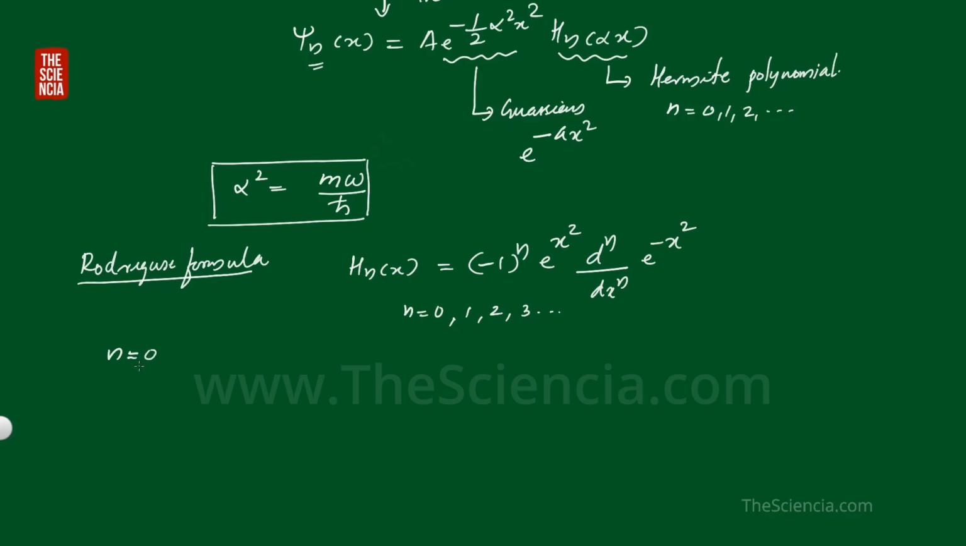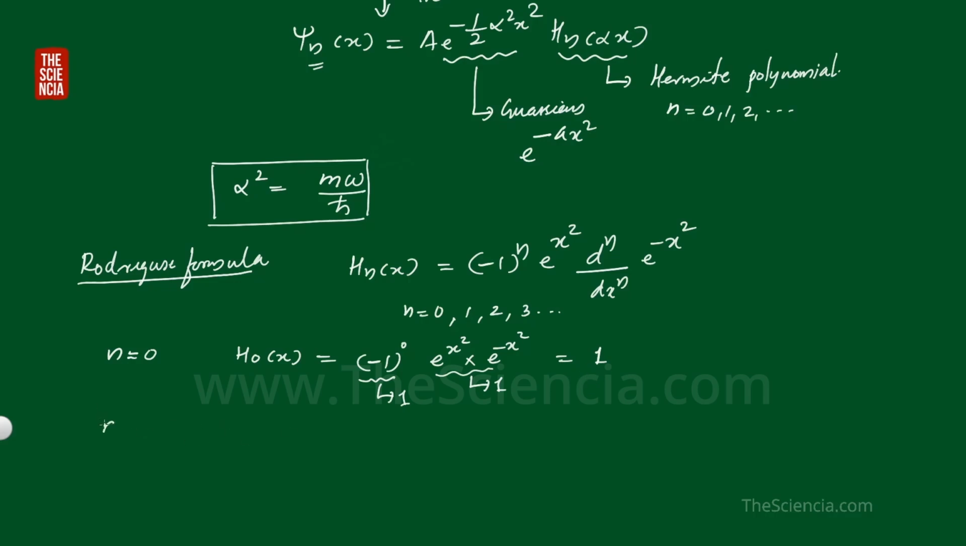First I'm taking n equal to 0. Then what will be H0 of x? You have to substitute n equal to 0 in all the terms. That is (-1)^0, which is 1, and the derivative d^0, that is, there is no derivative. So we get (-1)^0 into e^(x²) into e^(-x²), with no derivative. These two terms cancel each other, and this is equal to 1.